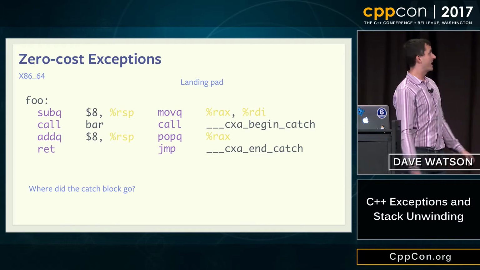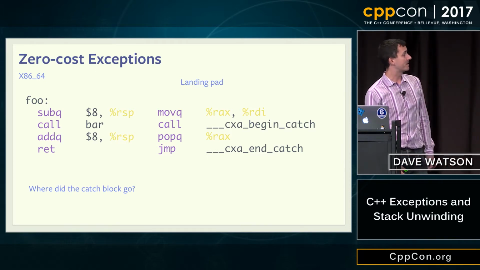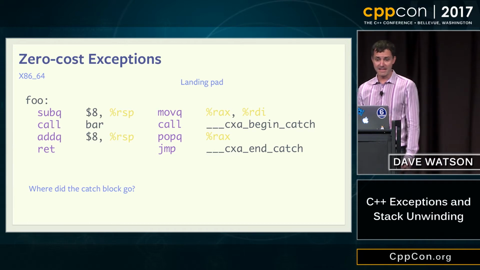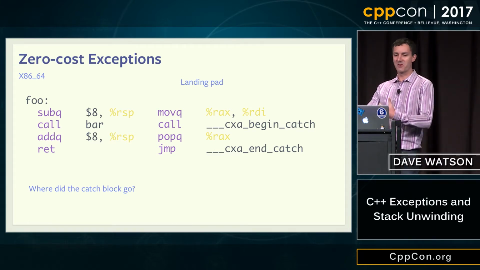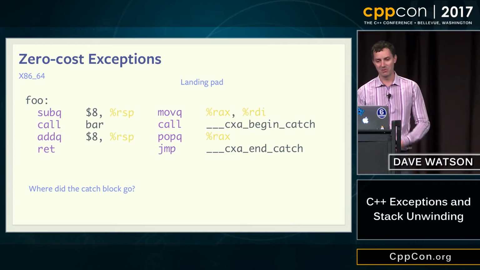We can see our first little bit of the C++ exception handling ABI here: __cxa_begin_catch and end_catch. Of course, had I put something in the catch statement, there would be code generated in the middle to actually implement the catch statement.